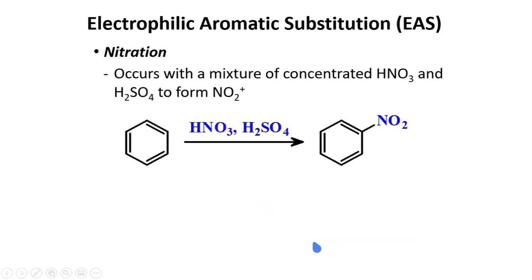Next is nitration. The reagent for nitration is concentrated nitric acid and sulfuric acid. This mixing will form the NO2+ species, which will act as the electrophile and react to the aromatic ring. Thus, you will get nitration and form nitrobenzene.